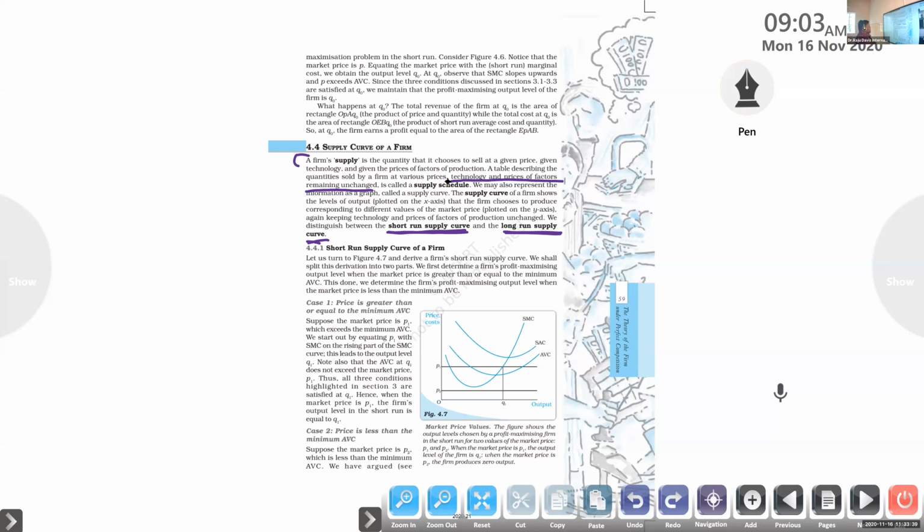Okay, that's what. Here 4.41, short-run supply curve of a firm. Short-run supply curve of a firm there. So what is the full form of SMC?